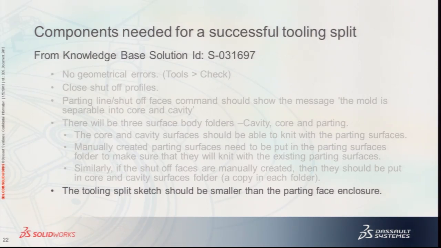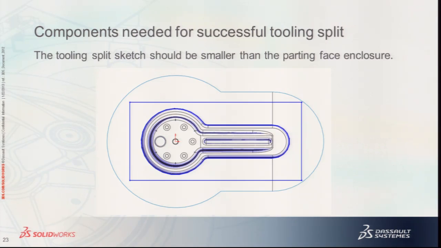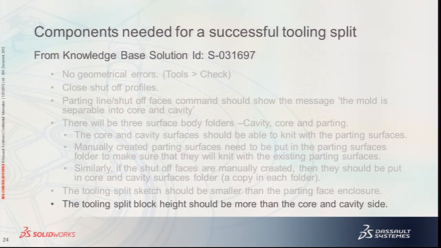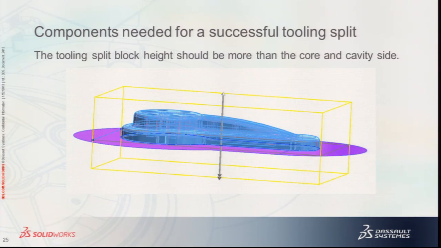And of course, we have our tooling split sketch, and it should be smaller inside the boundary of our parting face, or our parting surface. And that's said with an asterisk, because if we use the interlock option, you can have it outside, and it'll build up material up to that parting surface. And once again, I'll show you that here in a second. And then the tooling split block height should be more. You can see that you need to be past your core, past your cavity. And as long as you have that there, it should work. And I say that knocking on wood, but it should work. Those are the things you'd first check on.